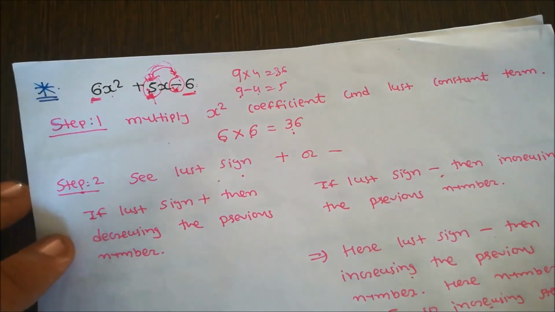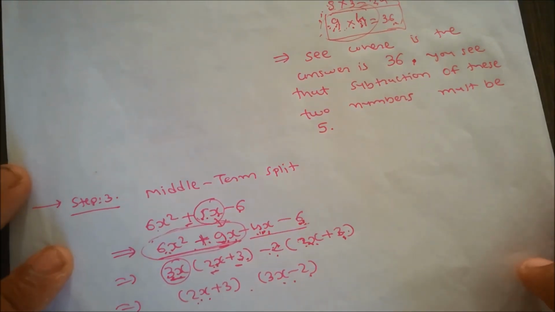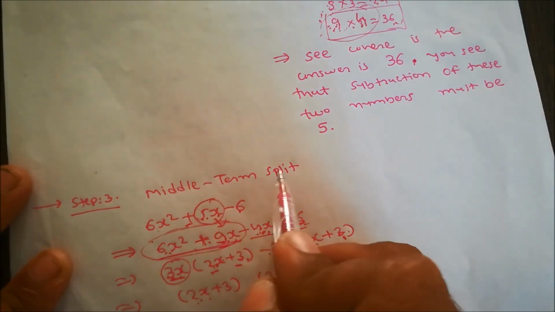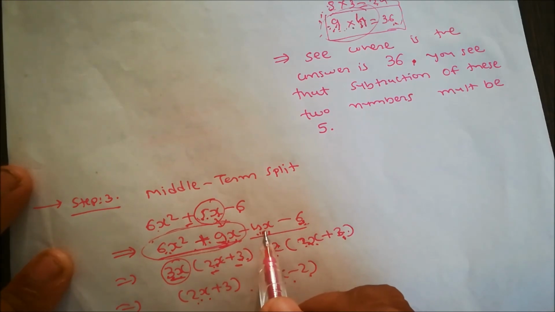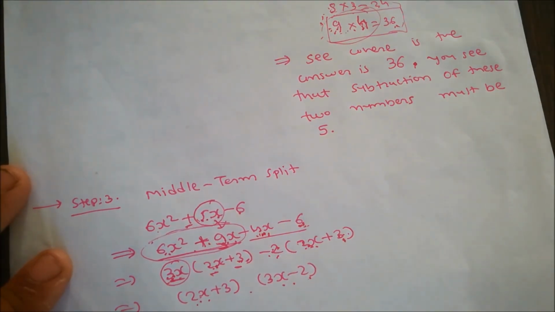And last step, 6x square plus 5x minus 6, that is the given quadratic equation. And in step number 3, middle term split, so that's why in place of 5x we can write 9x minus 4x. So 3x common, 2x plus 3, minus 2 common, 2x plus 3. So 2x plus 3 and 3x minus 2 are the factors of this given polynomial.